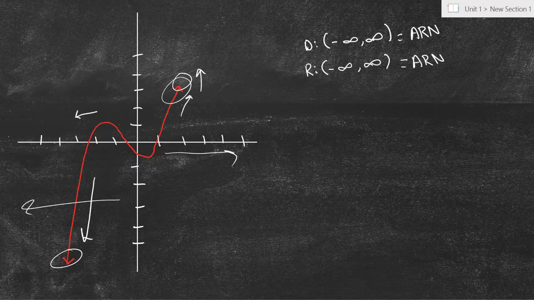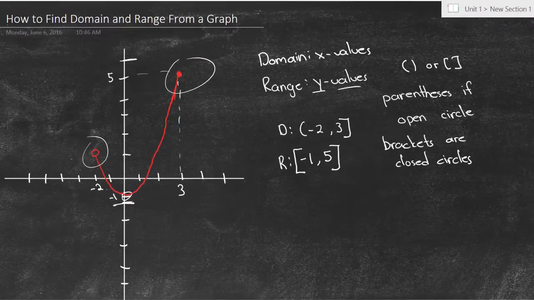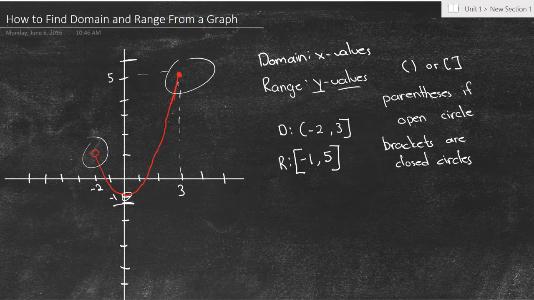So that was a pretty simple example just to finish things off. I hope you understand all of this. I hope this made sense. Just be careful with closed and open circles, and just make sure you know that range is y values, domain is x values.